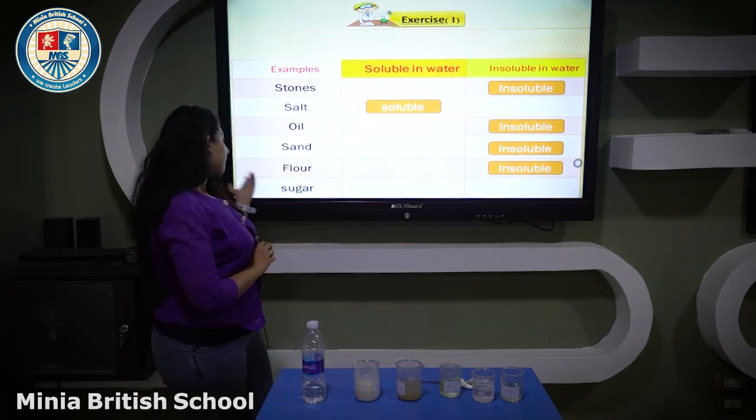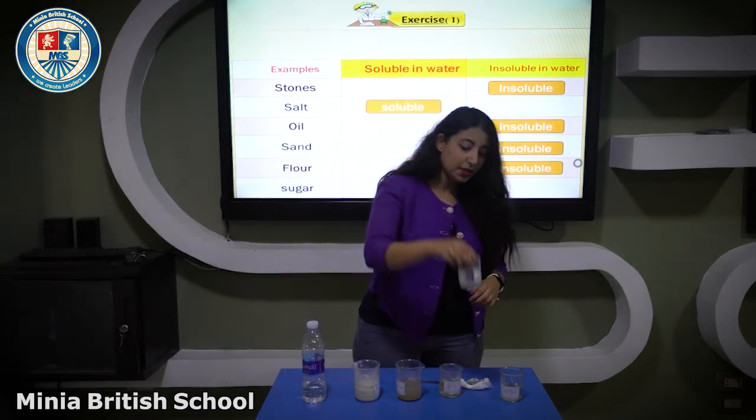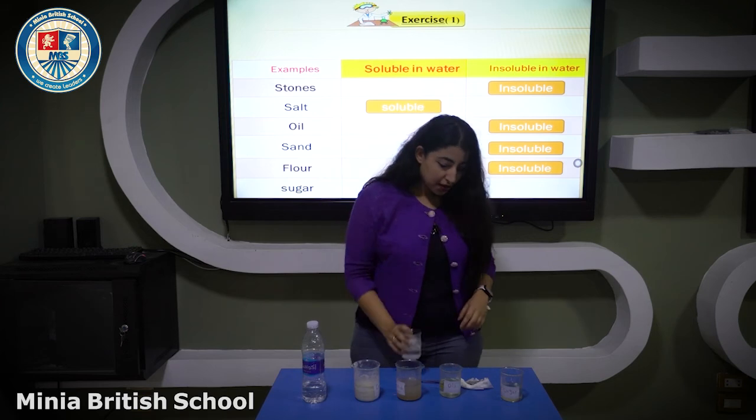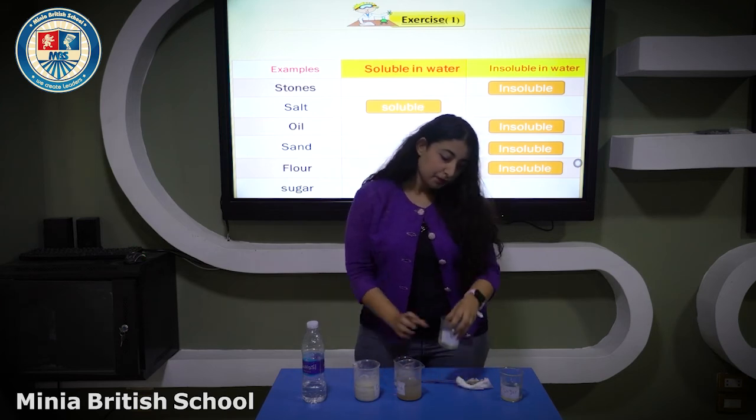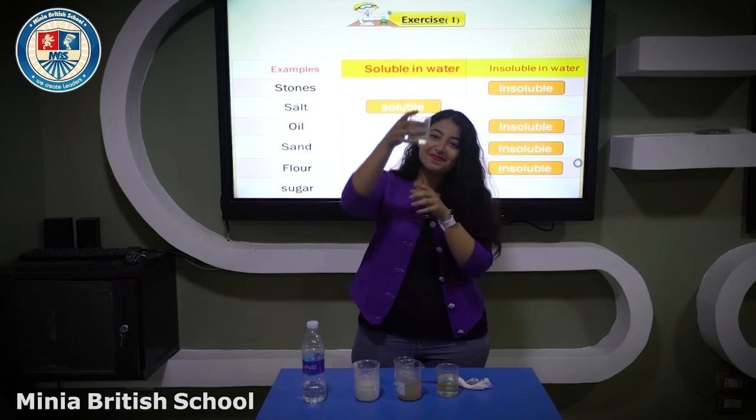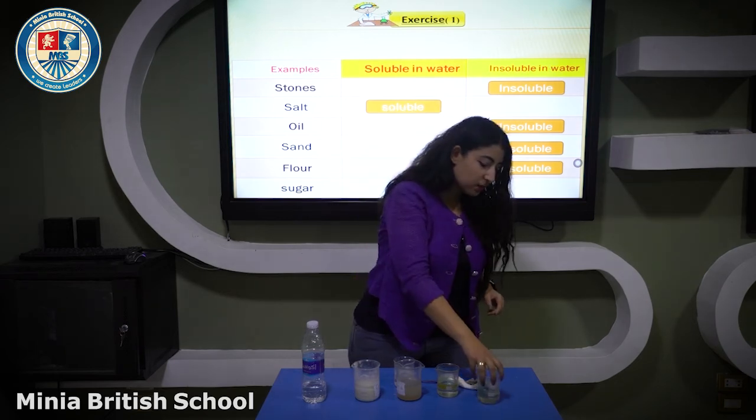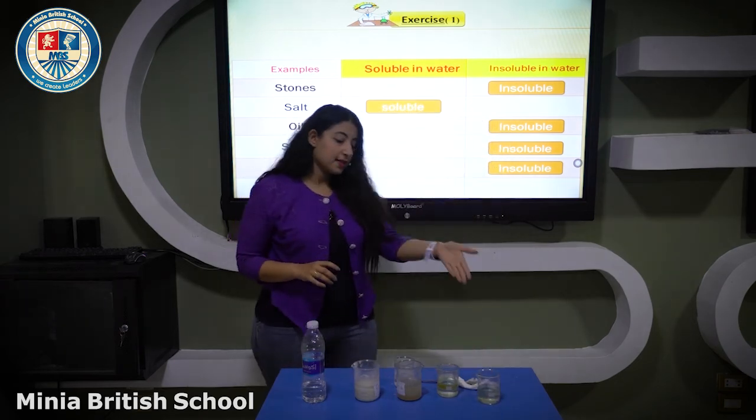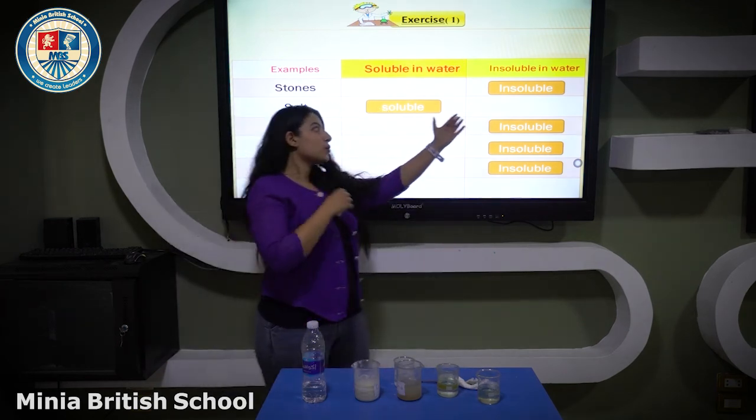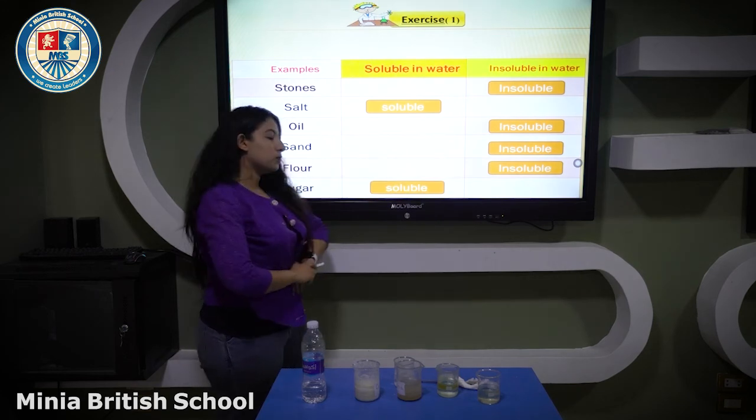Last one, finally the sugar. Can you remember the sugar? What happened? Yeah, the sugar, soluble or insoluble? Can you see the sugar inside? Where is the sugar? We can't see it. Why? Because it has dissolved in water. So sugar is soluble in water or insoluble? Sugar, soluble in water. Okay?